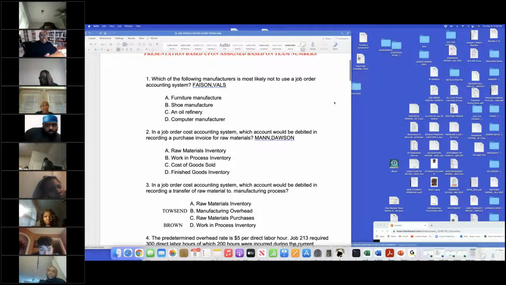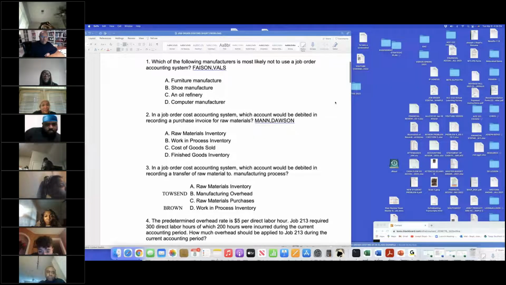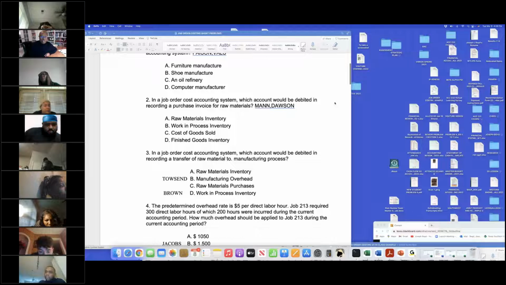In a job order accounting system, which account will be debited in recording a transfer of raw materials to the manufacturing process? Work in process inventory. That'll be D, work in process inventory.